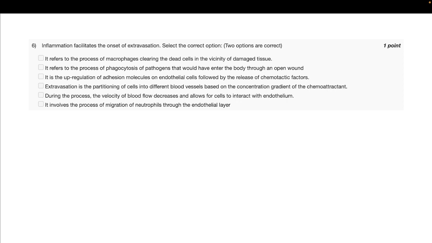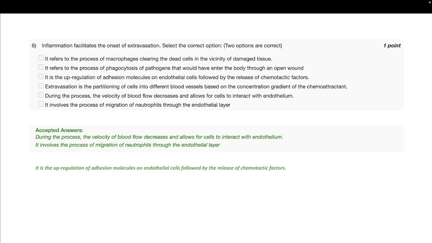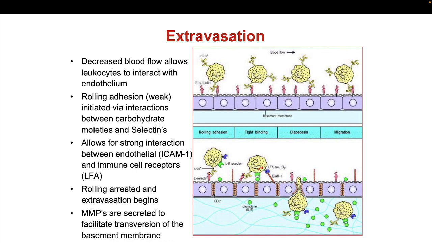No more responses, then we can discuss this in detail. So the right option is, both of you are correct. The right option is the last two options, but there's another option that is also correct, but it's not given in the assignments which we have solved. That is also one of the parameters of onset of extravasation. So extravasation is the process when your immune cells, most preferably your neutrophils, cross the endothelial layer.